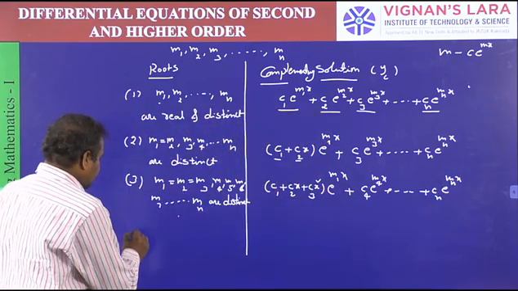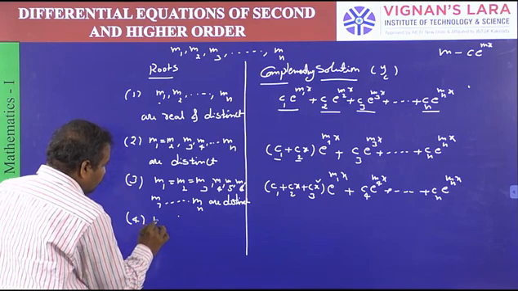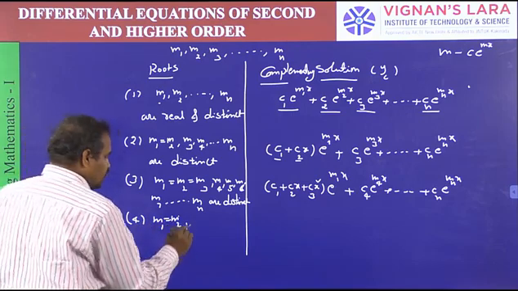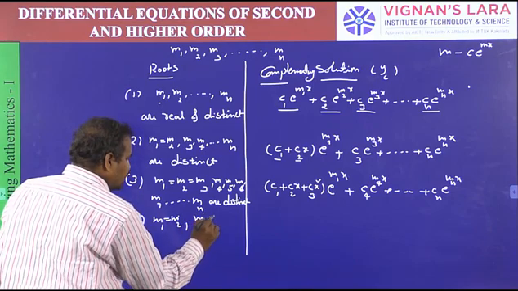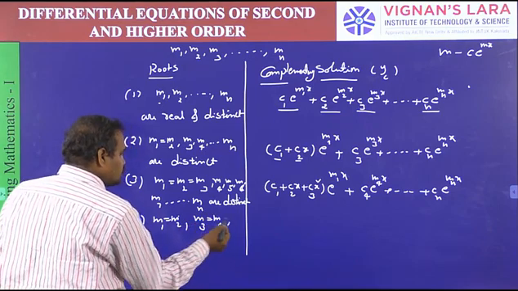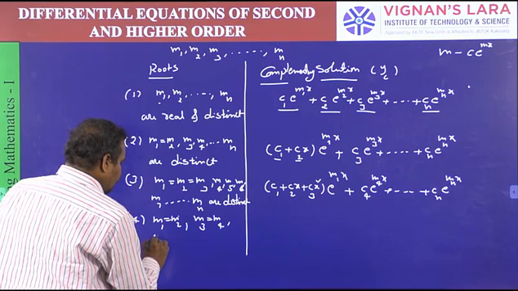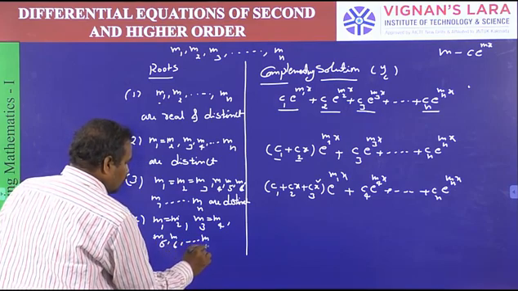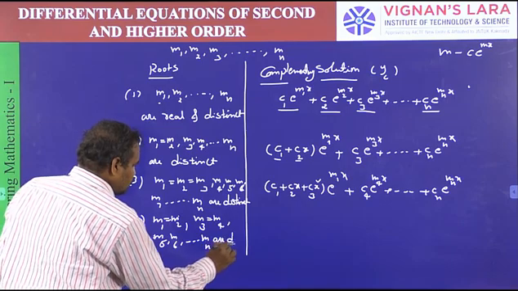Coming to the next case, m1 is equal to m2. This is one set of roots that are equal. Another set, m3 is equal to m4. These two are equal. Remaining are distinct: m5, m6 and so on, mn are distinct.